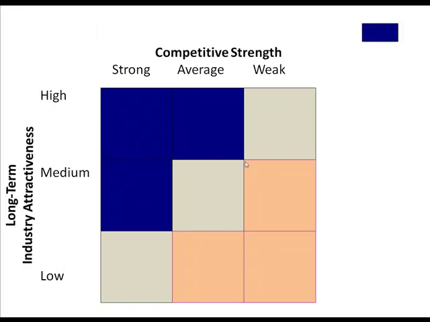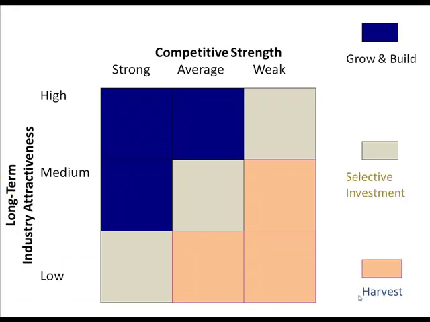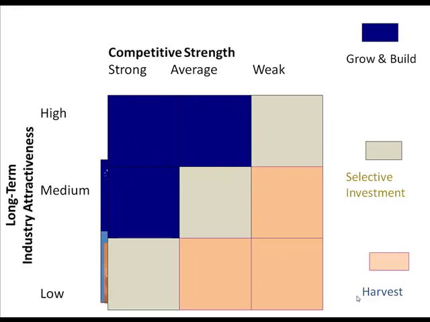Under each of these different color codes would be broad umbrella strategies that would be prescribed for your product or subsidiary. It could be grow and build. On the diagonal, you'd find selective investment. And in the bottom corner here, you would find the broad umbrella of harvest strategies.